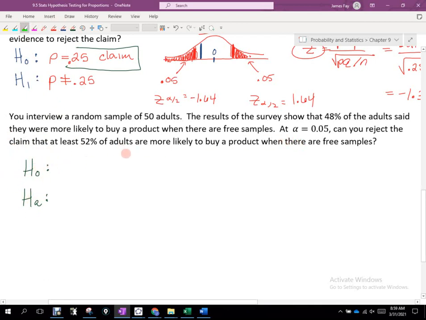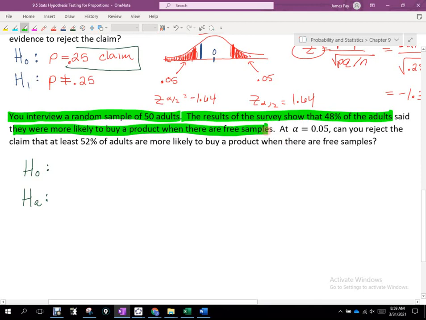It says you interview, so it starts talking right away about your sample, right? Okay. It says the results of the survey, so still talking about our sample or survey. Okay. And then it says at 5%, so we've got that. That's our alpha. It says, can you reject the claim that at least 52% of adults are more likely to buy a product when there are free samples? When we say at least, what does that mean?